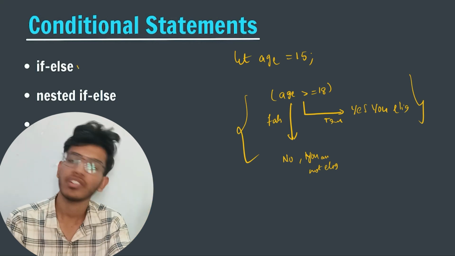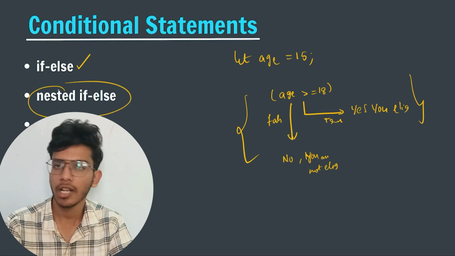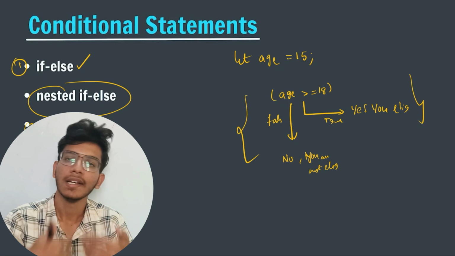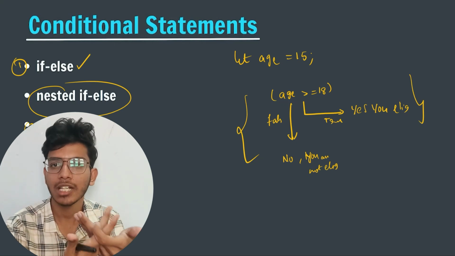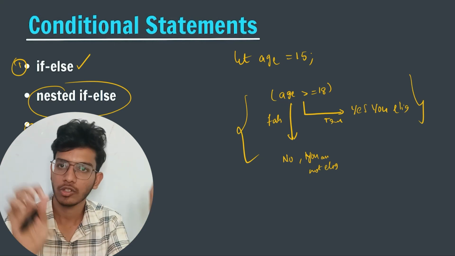In JavaScript we have mainly two conditional statements. First one is the if-else conditional statement, and within that we have another concept called nested, which we will study after it. The second type is the switch statement. These are the two conditional statements which we use to create various conditions in our JavaScript.